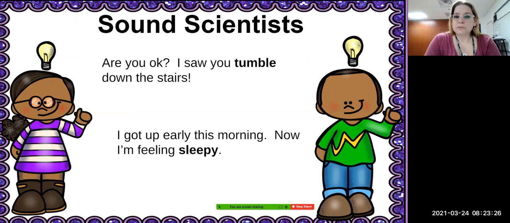How many syllables are in the word tumble? That's right, there are 2. Tumble. Good. Remember that every syllable has its own vowel sound. So what is the vowel sound in the first syllable? Tum. Remember, I'm not asking for the letter, I'm asking for the vowel sound. Yes, it is the short u sound.